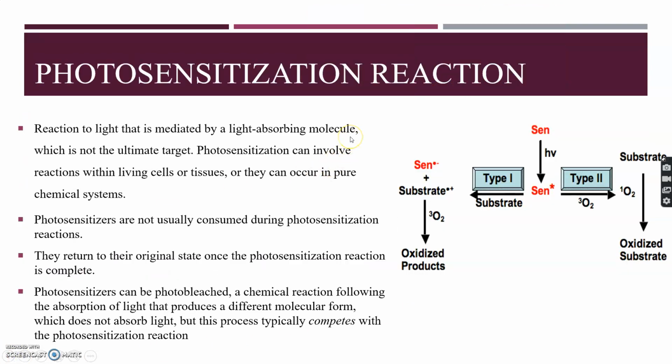What is a photosensitization reaction? Reaction to light which is mediated by a light absorbing molecule which is not the ultimate target forms the basis of photosensitization reaction. So what does it mean? It means that in photosensitization reaction, we sensitize a molecule which is not the substrate. So the target is not the substrate, but it is another molecule that absorbs the light, and then that molecule further reacts with the substrate to give the product.